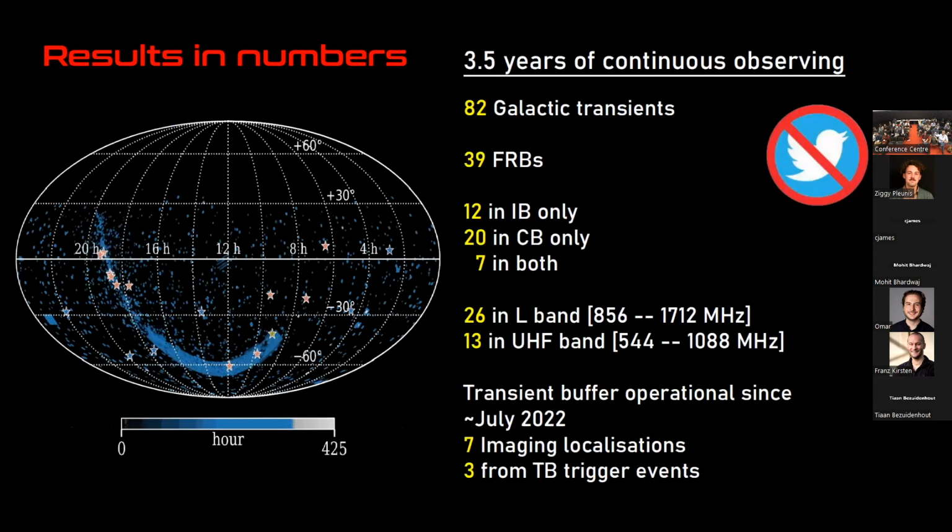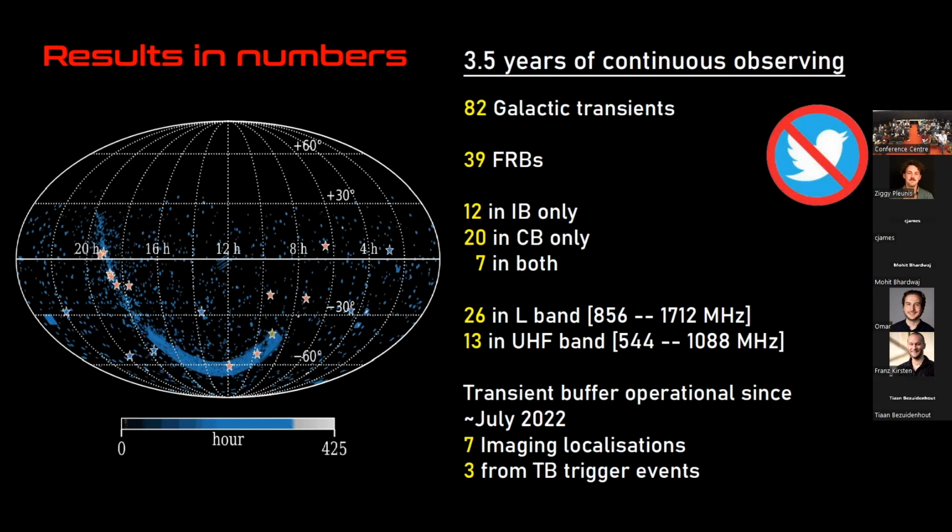We've been operating for 3.5 years now, continuously, in which time we found 82 galactic transients and 39 fast radio bursts. And of those FRBs, 12 have been in the incoherent beam, 20 in the coherent beam alone, and 7 in both. Also 26 we've seen in the MeerTRAP L band, and 13 were seen with the UHF receiver.